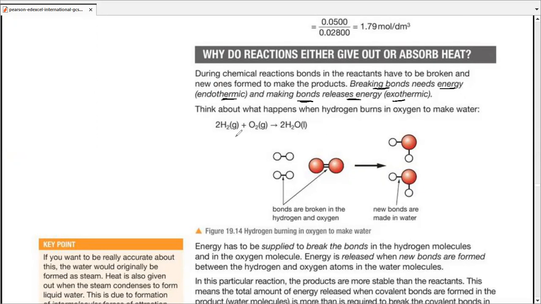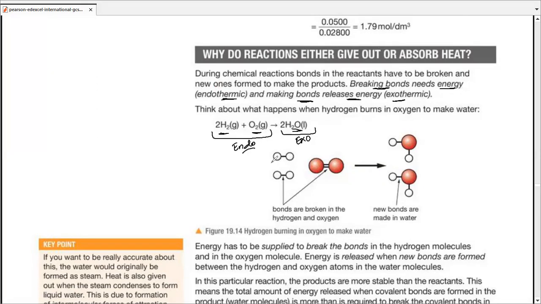The reaction you see as an example for explanation is the combination of hydrogen with oxygen to form water. What they are trying to say is that breaking these bonds in hydrogen and oxygen is an endothermic process, and for the same reaction, formation of new bonds for water is an exothermic process. So take a look at this diagram.